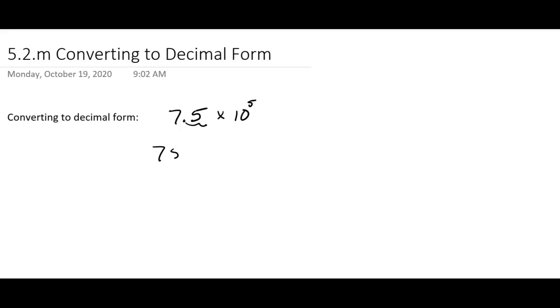So it's going to be 7, 5, 1, 2, 3, 4 more zeros, right? 1, 2, 3, 4, 5. Okay. And then that's the number in decimal form.